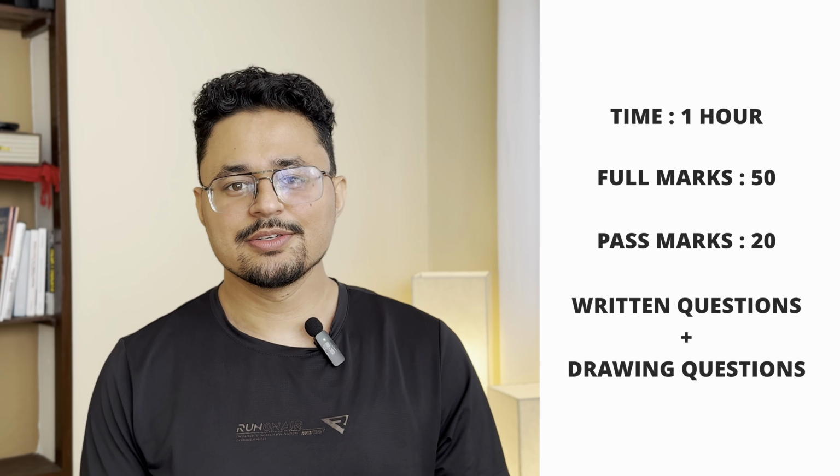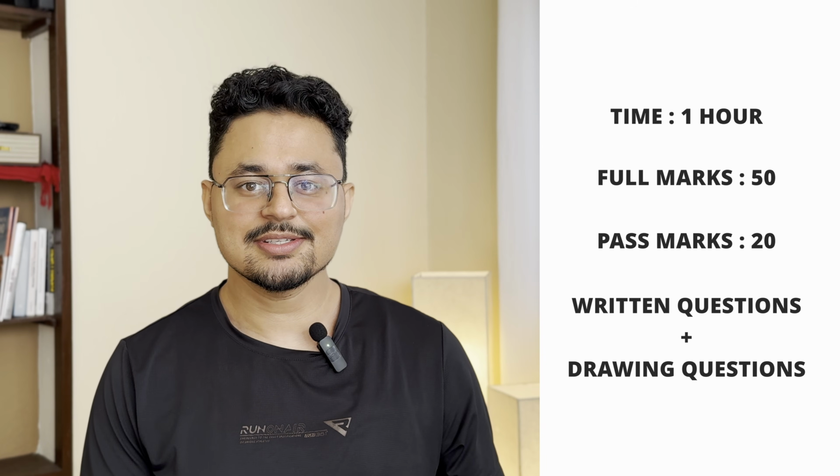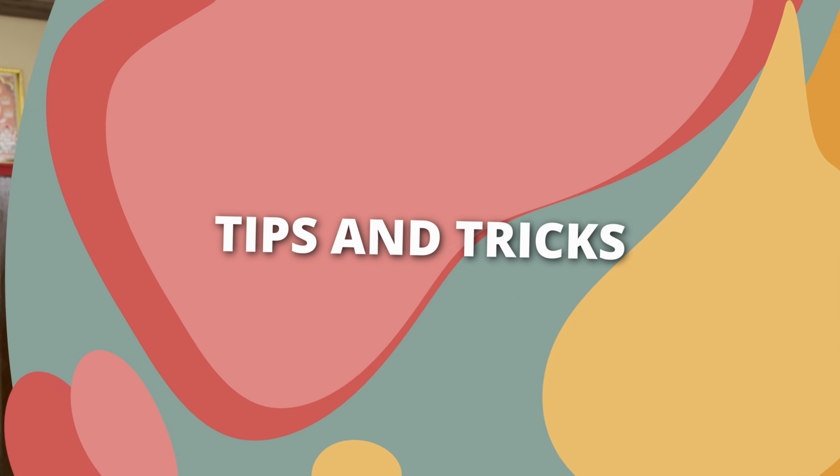So aptitude tests normally have a combination of written questions and drawing questions that we'll discuss later in this video. But the most important thing that you need to understand about aptitude test is that it wants to know if a student has understood what architecture is, has explored what architects do, and has some basic drawing skills that they will require during the architecture course. Now let's move on to the tips and tricks.